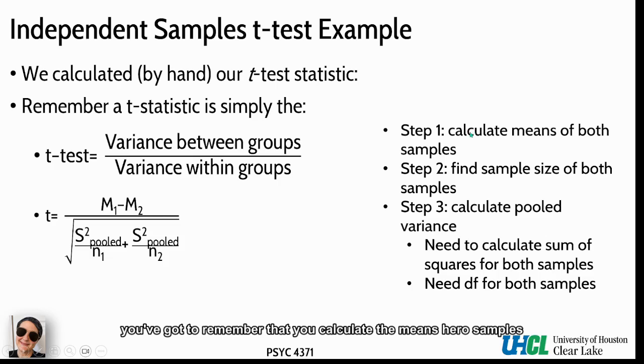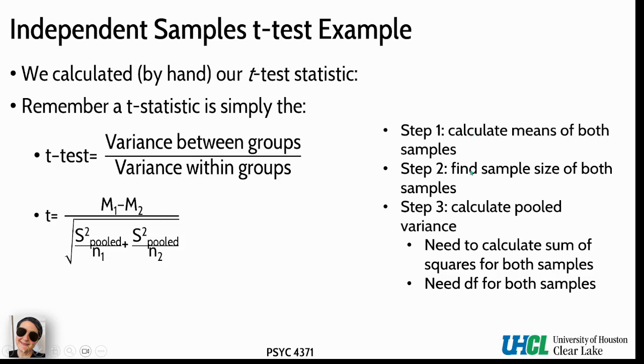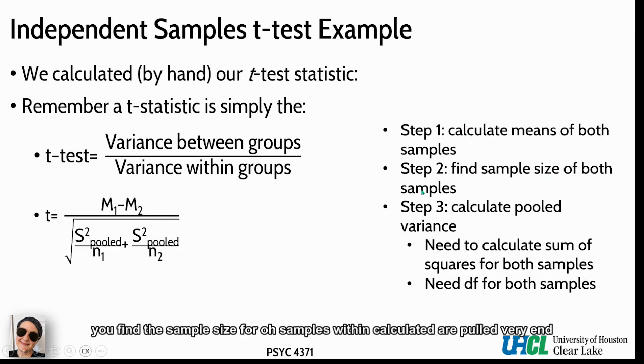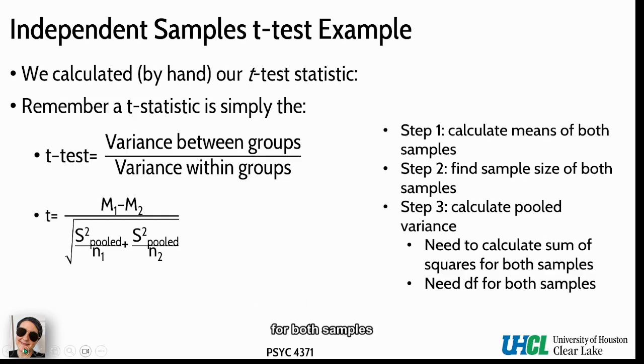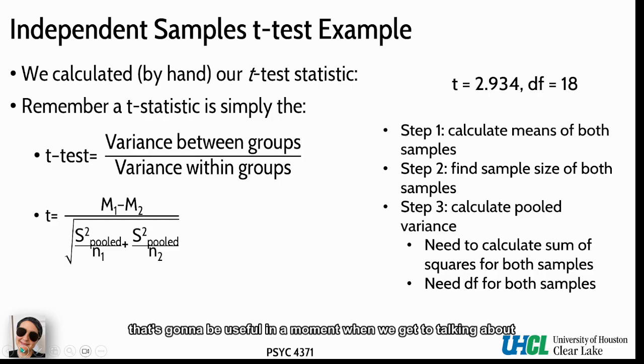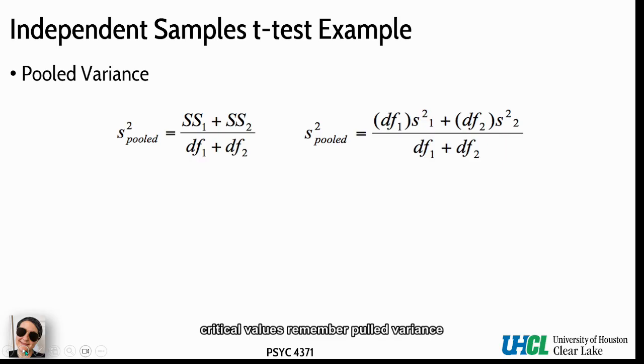You've got to remember that you calculate the means for both samples. You find the sample size for both samples. We then calculated our pooled variance, and in order to do that, we needed to calculate the sum of squares, and we needed our degrees of freedom for both samples. We came up with a t-statistic of t equals 2.934, and our degrees of freedom was 18. That's going to be useful in a moment when we get to talking about how we're going to make a decision and how we're going to set our critical values.